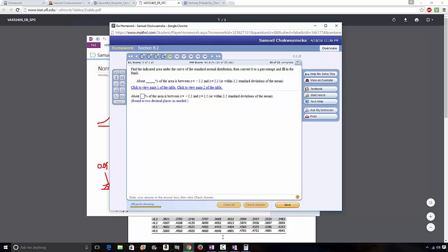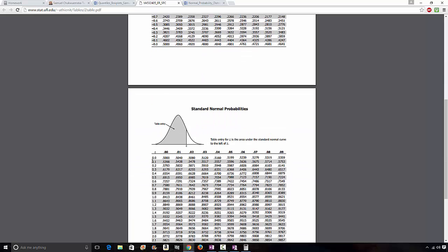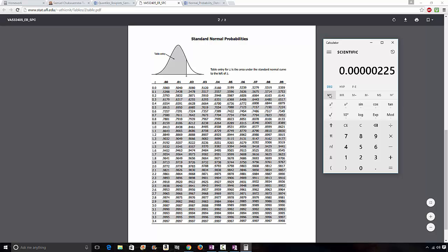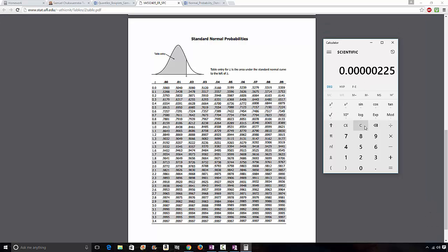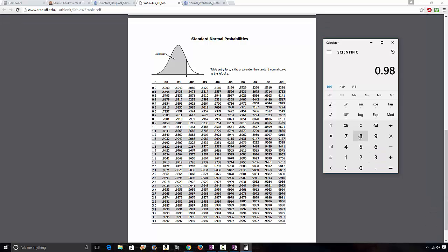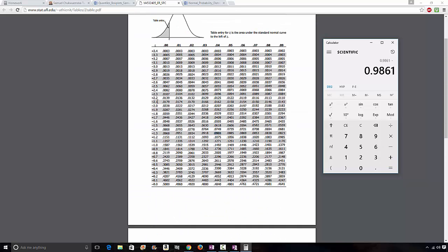So let's find for 2.20. That is 2.2 under 0, and that is 0.9861. Then 0.9861 minus negative 2.2. Negative 2.2 under 0 is 0.0139.